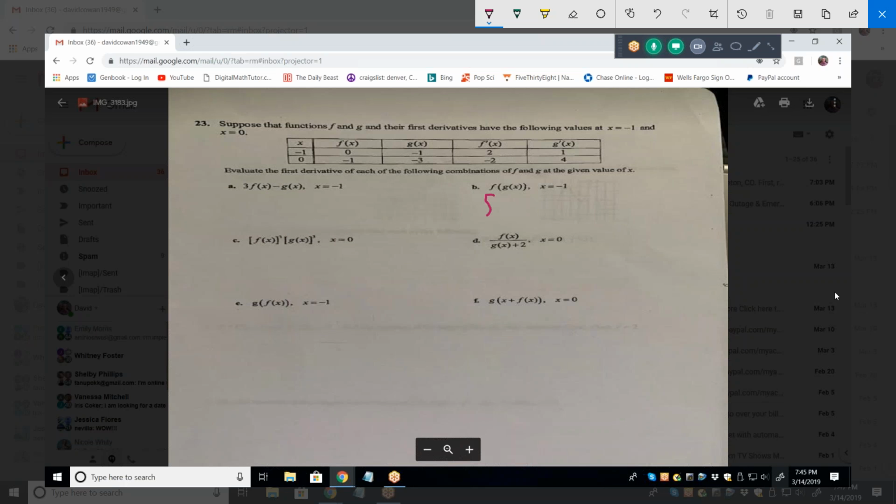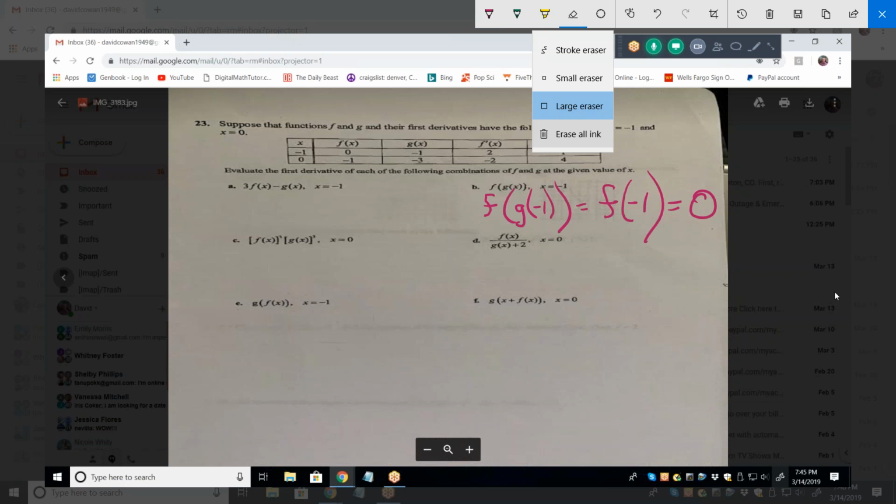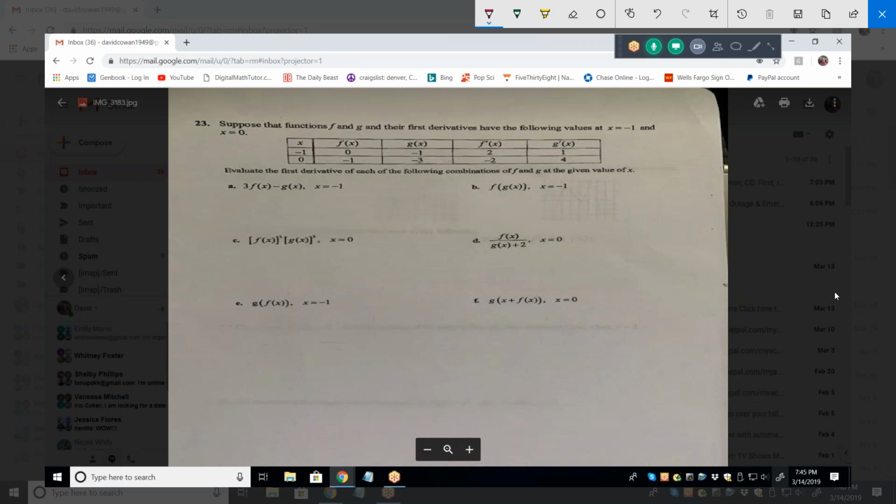So let's rewrite it. F of... which is the same as what? F of what? F of -1. And from the table? 0. Who knew they were this easy, huh?